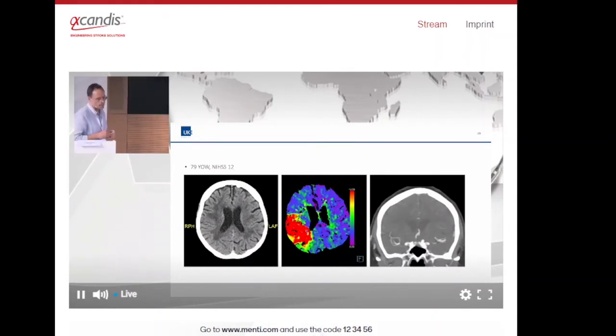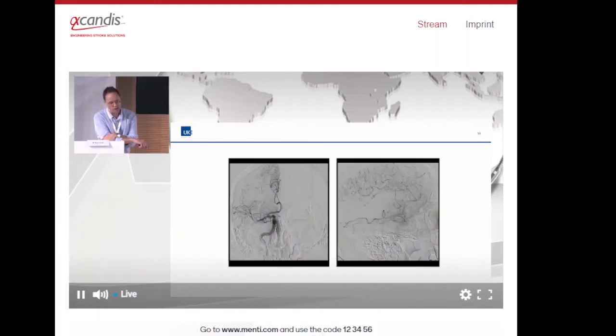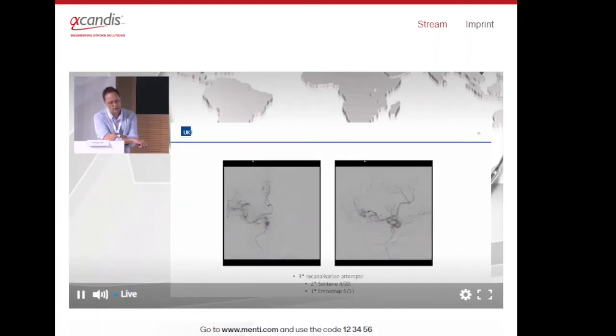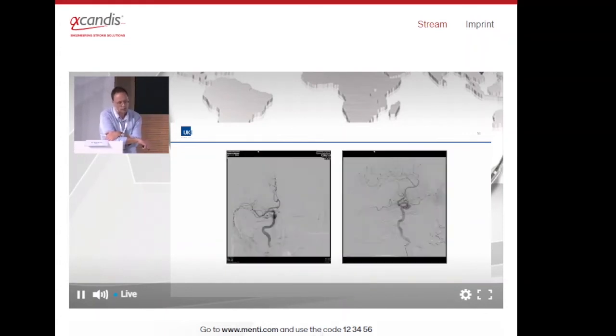One case, looking at tough clots. So this is an elderly woman with a high NIHSS right hemisphere stroke due to M2 occlusion. And this is the angio, so still M2 occlusion. And what the colleague did, so 3 recanalization attempts, 2 times with Solitaire. Then when we don't achieve recanalization, we try to change the design of the stent retriever, so from Solitaire to Embotrap or from Embotrap to Trevo or however, and still no recanalization.